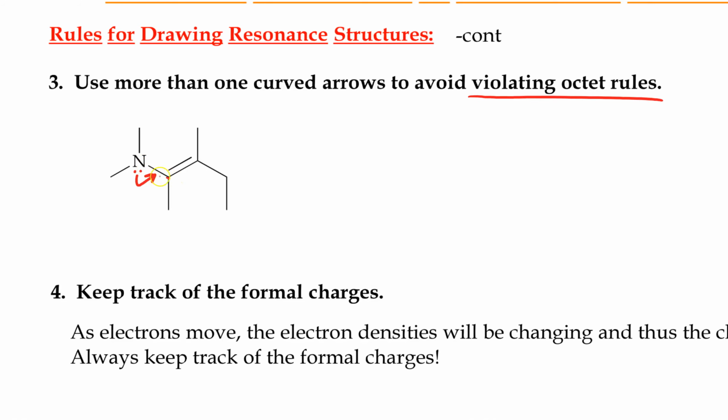And this is why we cannot stop and draw the resonance structure in between, but we have to continue drawing the next step. Now we can take the pi electrons in this bond and move them over to the other carbon. And in the end, the resultant structure would be the following. And now all of the atoms would have an octet of electrons.